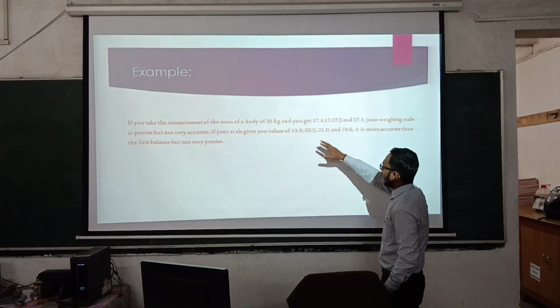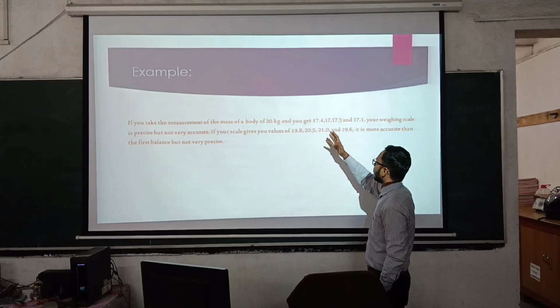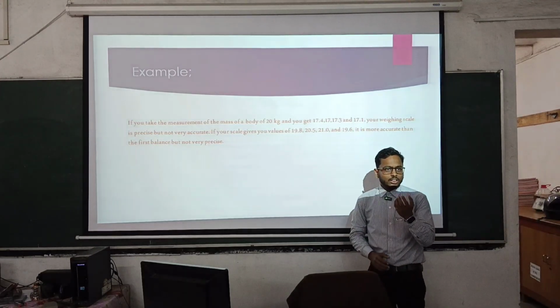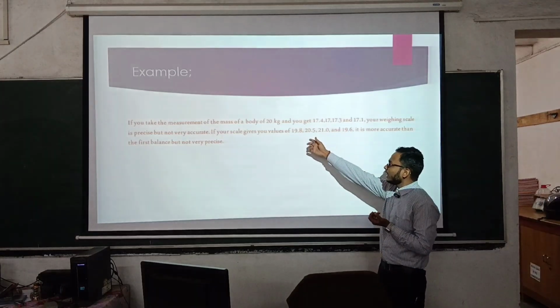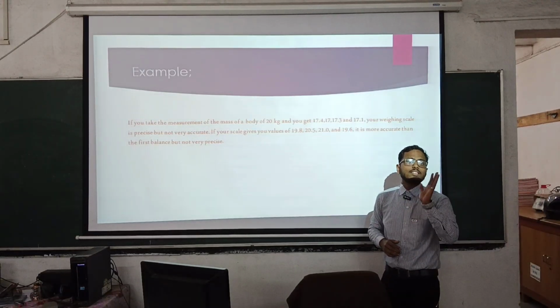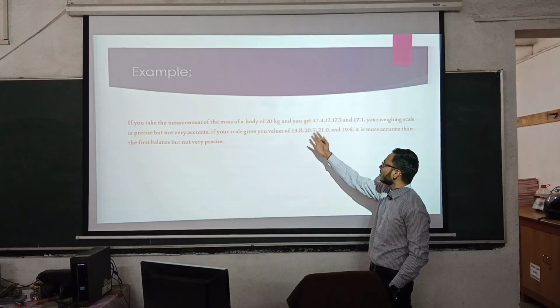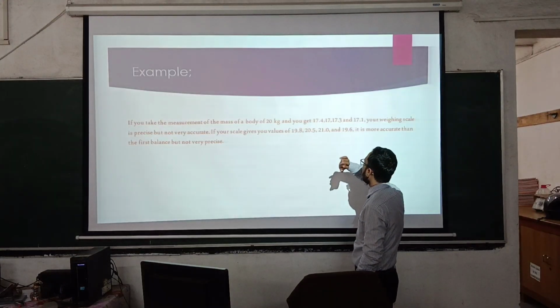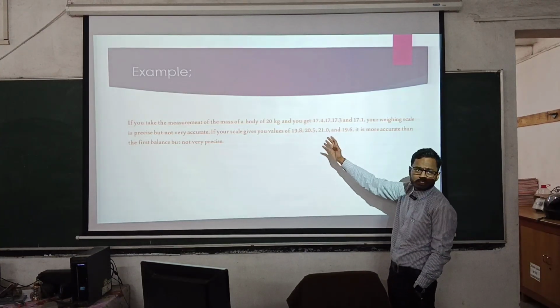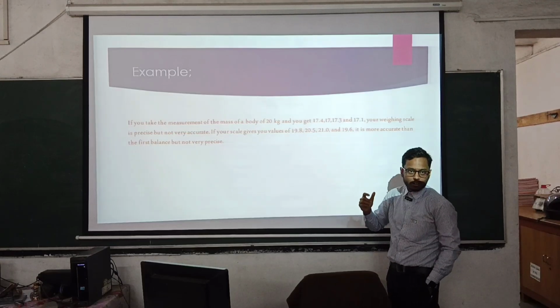Another weighing machine we see, the values are giving 19.8, 20.5, 20, 19. Now see here. The problem is that these values are close to accurate but not precise. Why? Because the difference here is very large. Here we have 0.1, 0.2. The difference here is 0.5, 0.6, 0.7.